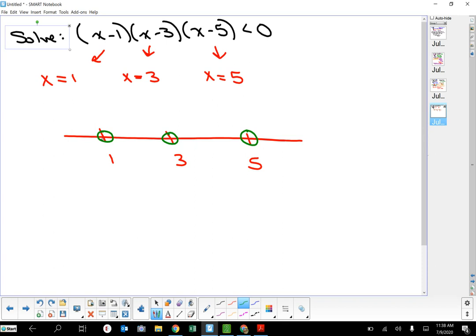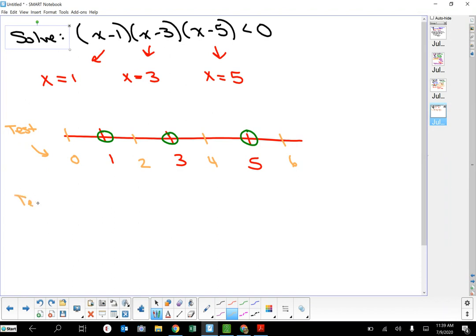And now you're not just going to have one section that's going to get plotted. You're probably going to have a couple. So we're going to do a test in here. We'll test 0. So these are going to be our test values. Test 0, 2, 4, and 6. Okay?